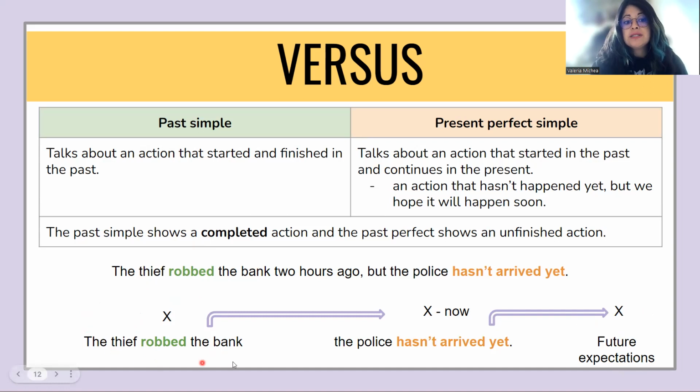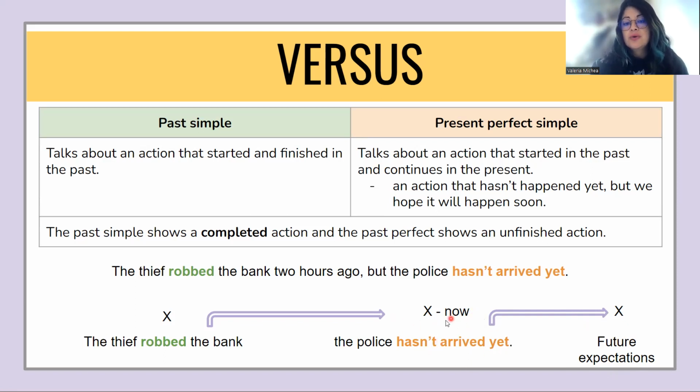So what happened in the past? The thief robbed the bank. That's over, that's finished. But in the present, now we know that the police hasn't arrived yet. So the action is not finished, it's open. And with this structure, we are showing that we have future expectations that the police will arrive soon. The action is open, it's not completed.